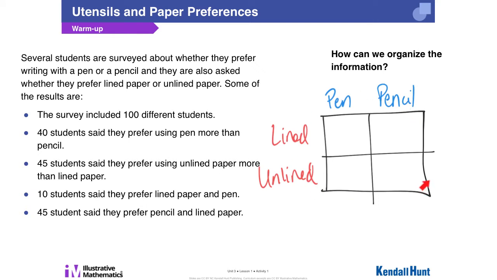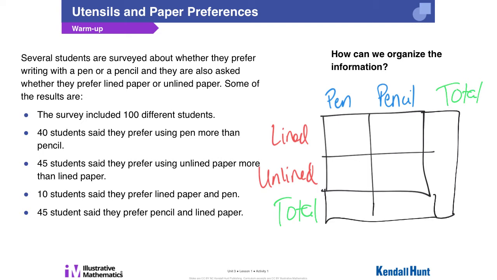To organize this information, we're going to use a table. We can see over here that people had a choice between pen and pencil and lined paper and unlined paper. And the other thing we want to add is a row for the totals and a column for the totals. Sometimes your tables will have them, sometimes they won't, but you can always add them in to help organize your data. So we're going to start with the second bullet point.